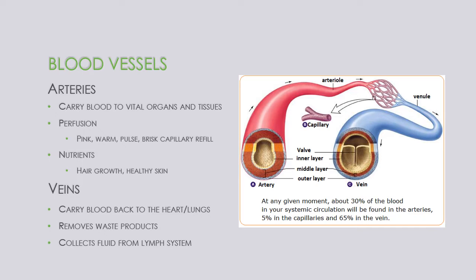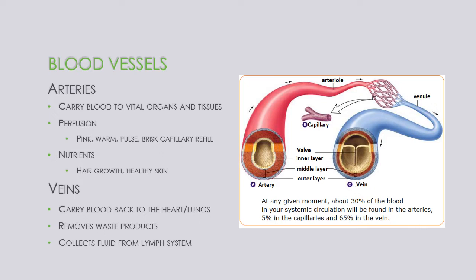These are responsible for carrying blood back to the heart and the lungs. The lymphatic system runs parallel to the venous system, and a lot of that interstitial fluid is picked back up and filtered by the lymphatic system before it is returned to the central circulation. So veins assist in removing waste products and collecting fluids from the lymph system and tissues. At any given time, about 30% of your circulating blood volume is on the arterial side, and about 65% is on the venous side, with about 5% in the capillaries or the other tissues.